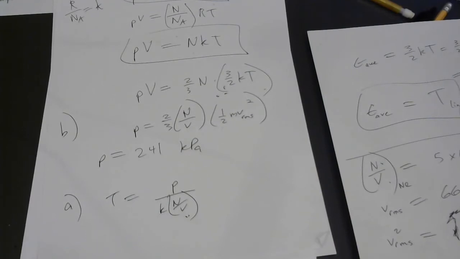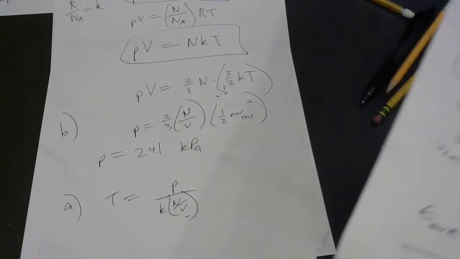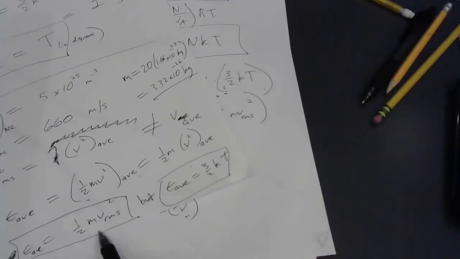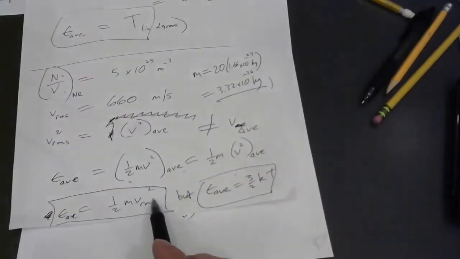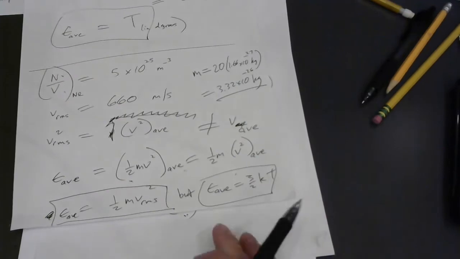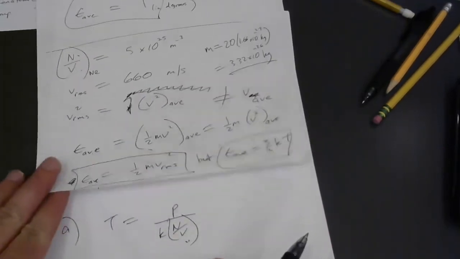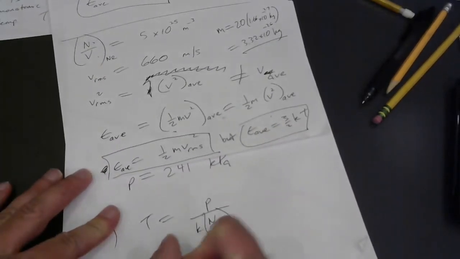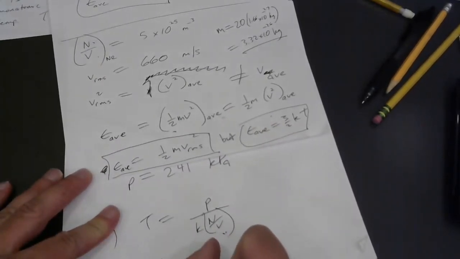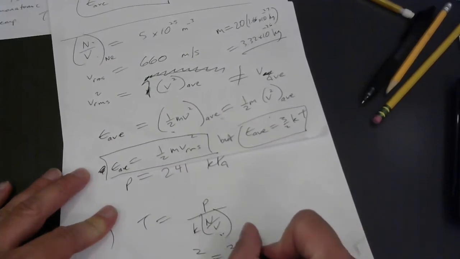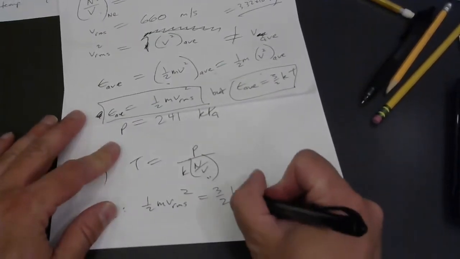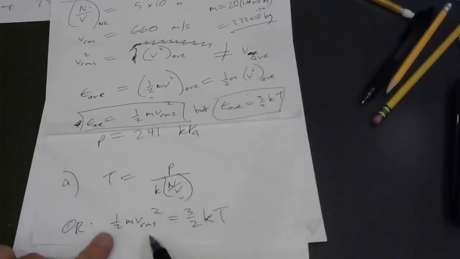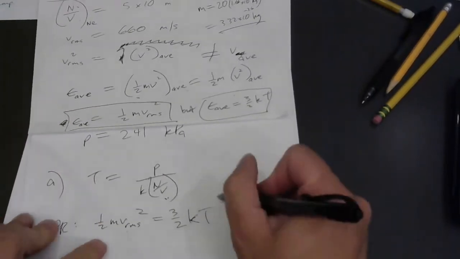Your book does it a different way, and I think it's worth looking at. There's another equation that they use often. And again, you don't even have to memorize it because it comes from this. These are two different but equally valid expressions for the average kinetic energy of a monatomic gas. So all we have to do is this. We could say 1/2 m v RMS squared is the same as 3/2 kT. We could solve that for v RMS. That's what they like to do.